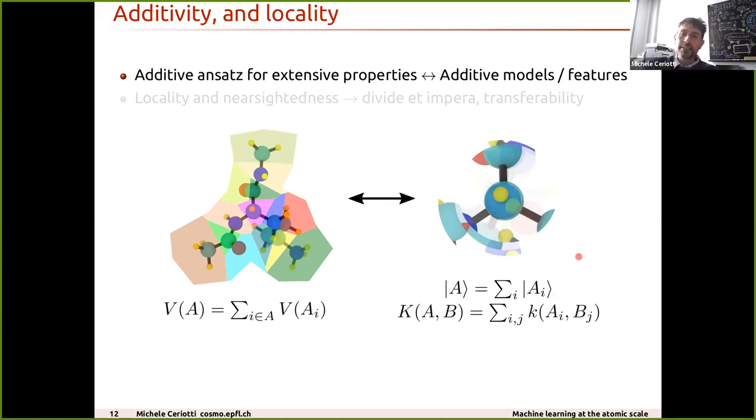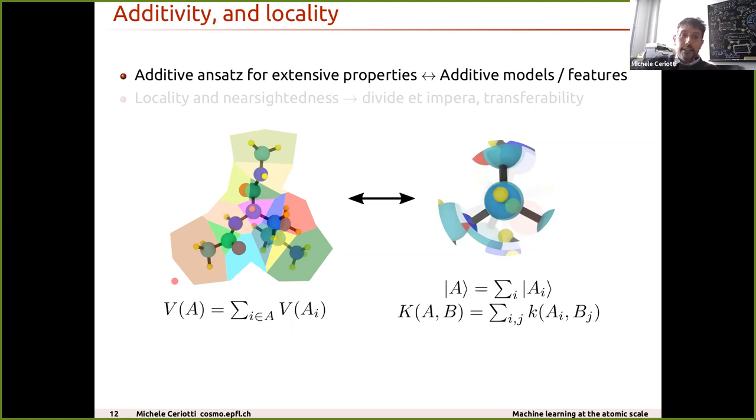And actually, if you make this ansatz for your target properties, so your potential, for instance, this implies an additive ansatz also for the feature vectors. So basically, the feature vector associated with your structure must be a sum of feature vectors associated with local environments. And the kernel between two structures must be written as a sum of local kernels between atom-centered environments.